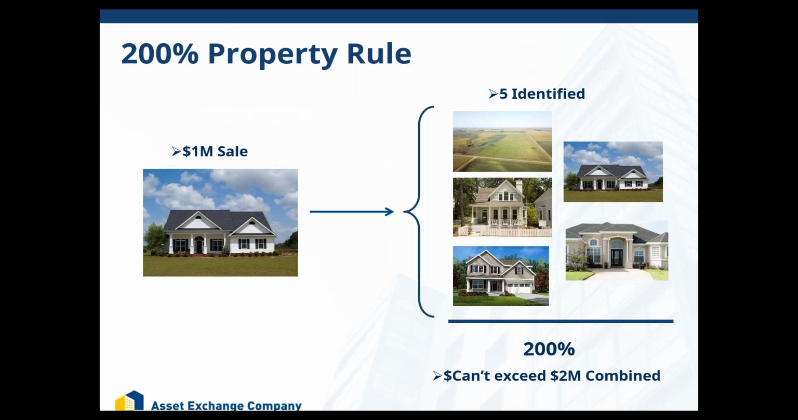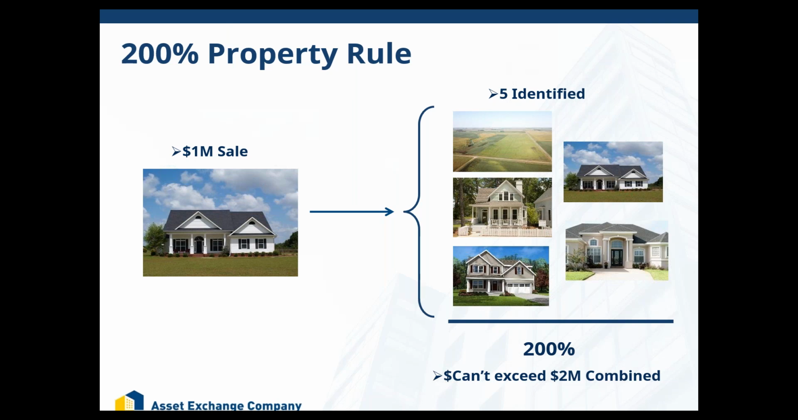Again, we sell for $1 million. Now, in this particular example, we actually go out and we identify 5 properties. Because we've identified 5 properties, what just happened? We exceeded our 3 property rule, right? So that's going to put us into the 200% rule. So what exactly does that mean? Well, what that means is the combined purchase prices of all 5 of those properties cannot exceed $2 million.